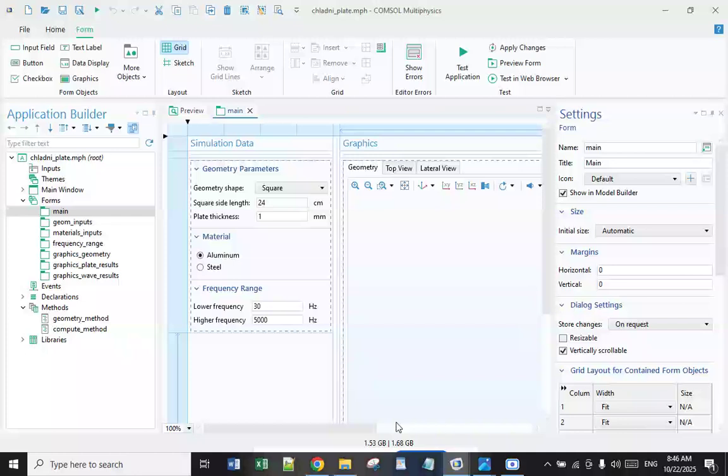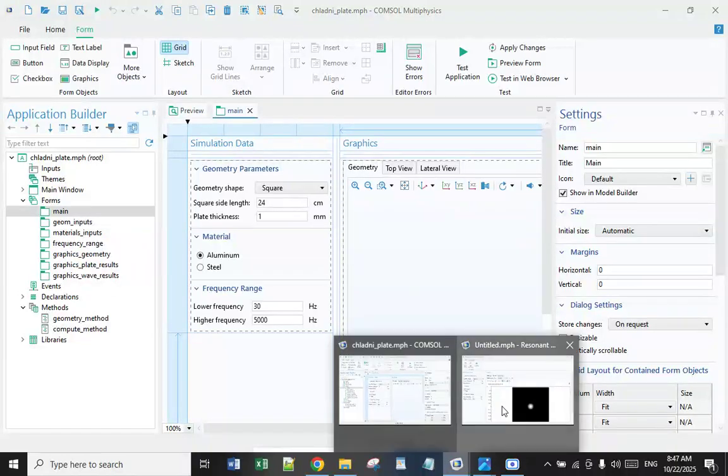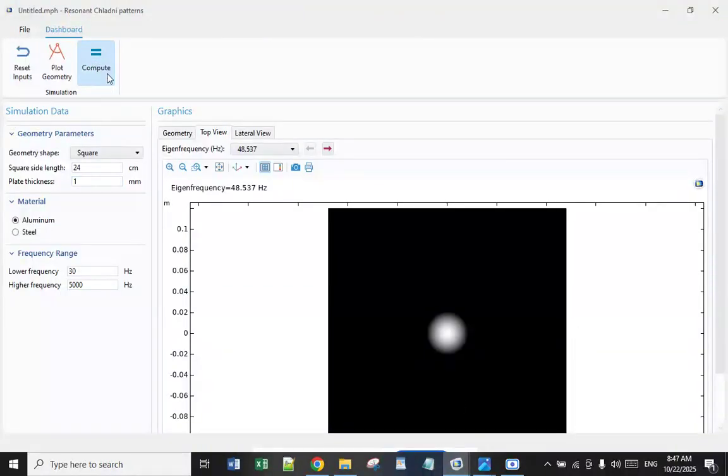And here there is an application. You can run it by applying it, and after that compute, press compute, and there is a resonance here from the frequency.